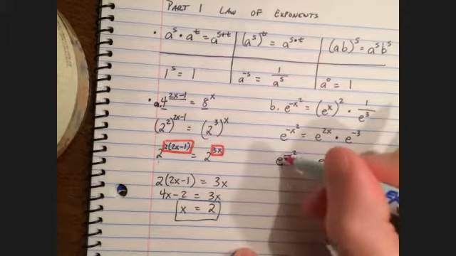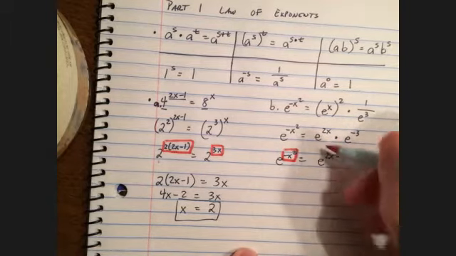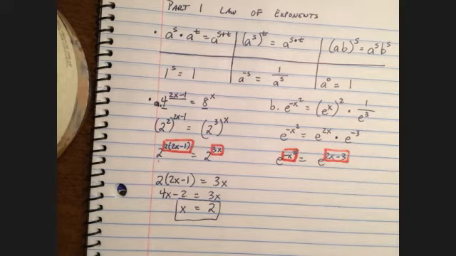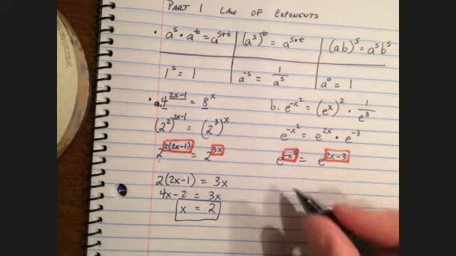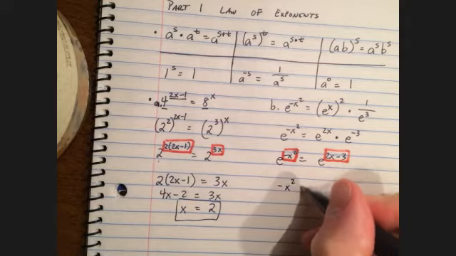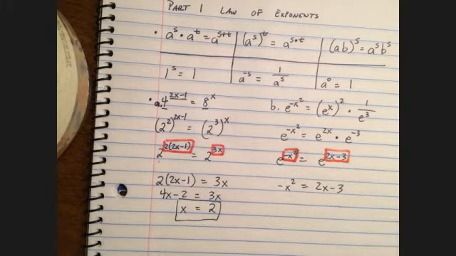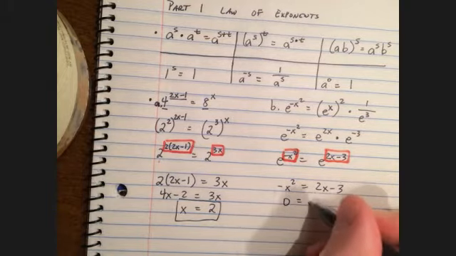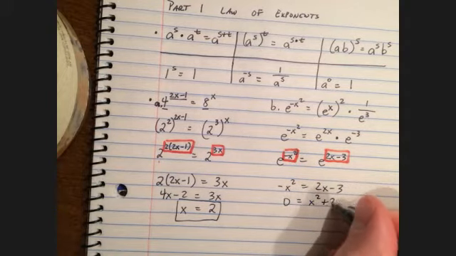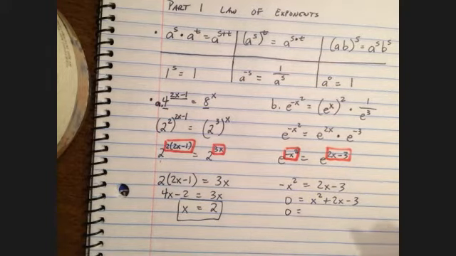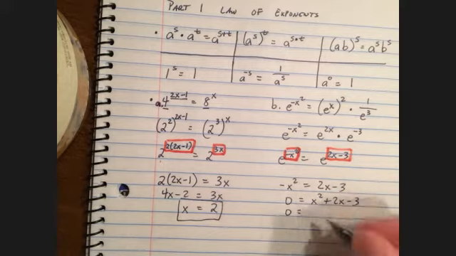We have a common base of e, and we have these exponents that need to be the same. So now we can say -x squared and 2x minus 3 need to be equal. I would go ahead and move that x squared over to the other side by adding. And then it's just a matter of solving our quadratic, in this case factoring.